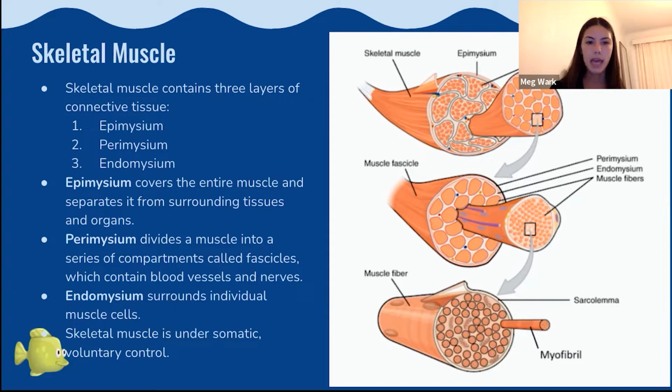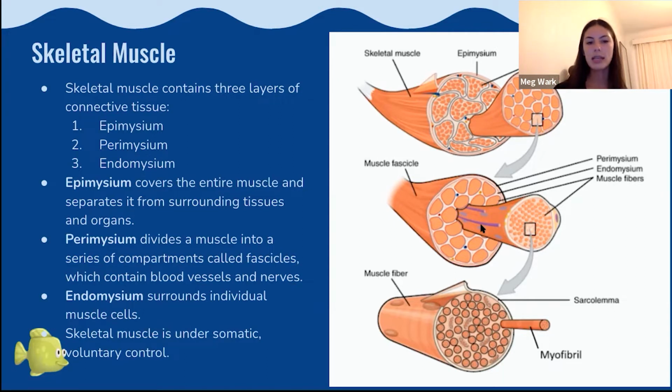And the next level down, we've got perimysium, and this divides the muscles into a series of compartments, which we call fascicles. Each fascicle contains blood vessels and nerves. Then the next layer down, we've got endomysium, and this surrounds individual muscle cells or muscle fibers. Each muscle fiber is like its own individual little unit.